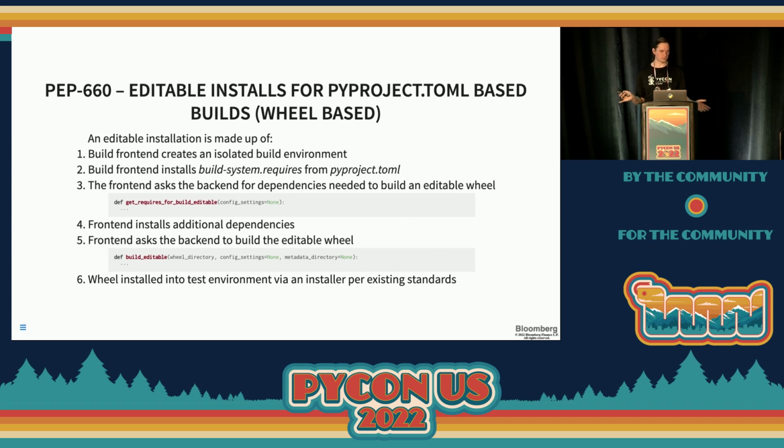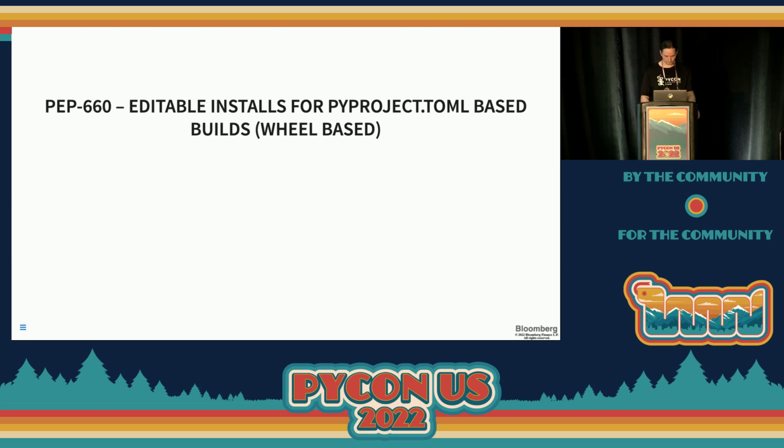And the entire installation from then on works the same way it works for normal wheels. So there's no change needed on the installer side or anything of that sort. It basically delegates all the responsibility to the backend, and the backend should generate appropriate files inside your wheel that make the editable effect happen. Okay?